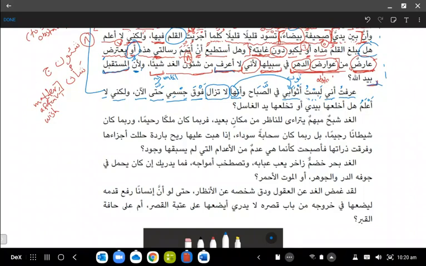Okay, هل أخلعها. So this verb خلع يخلع is part of your vocab list. خلع يخلع means to take out something. It's usually used in the context of clothes. If I say خلعت ملابسي أو أثوابي, it means I took off my clothes. So he's saying here ولكني لا أعلم هل أخلعها.